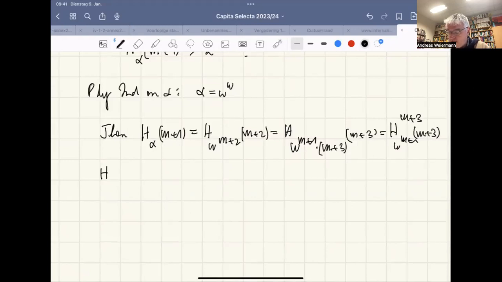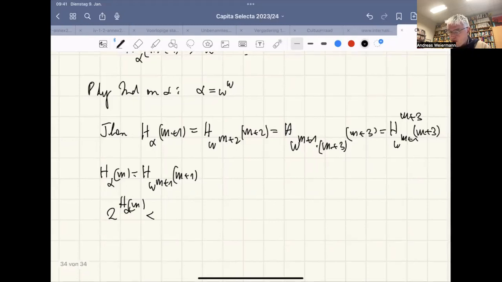Now h alpha of m is the same as h omega to the m plus 1 of m plus 1. Clearly, this one is much smaller than this one. Now, I claim that 2 to the h alpha of m is smaller than h omega to the m plus 1 of h omega m plus 1 of m, which is smaller than h alpha of m plus 1.